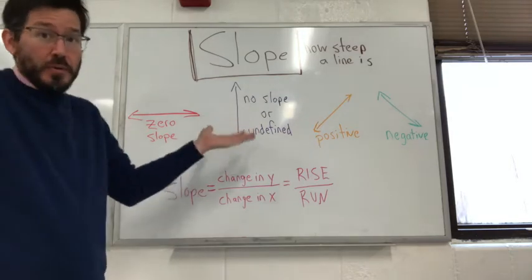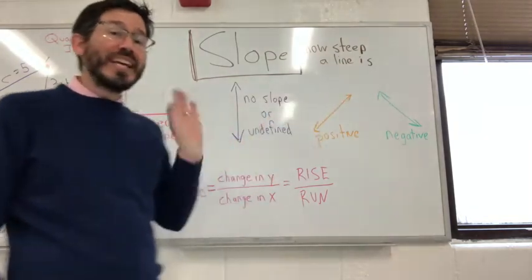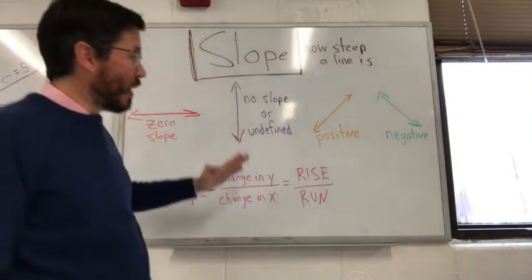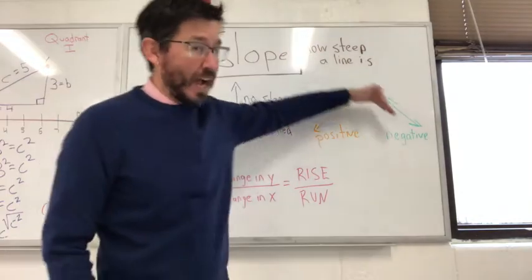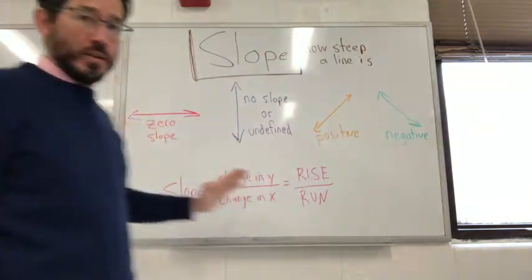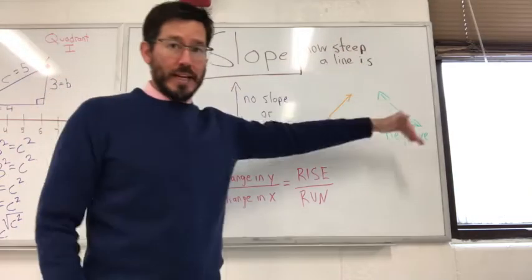And then there's the 2 normal types of slope we're used to dealing with, positive and negative. You read a line left to right. If it's going up from left to right, just like you read words, it's positive. If it's going down from left to right, it's negative. So, 0 slope, no slope or undefined, positive slope, negative slope.